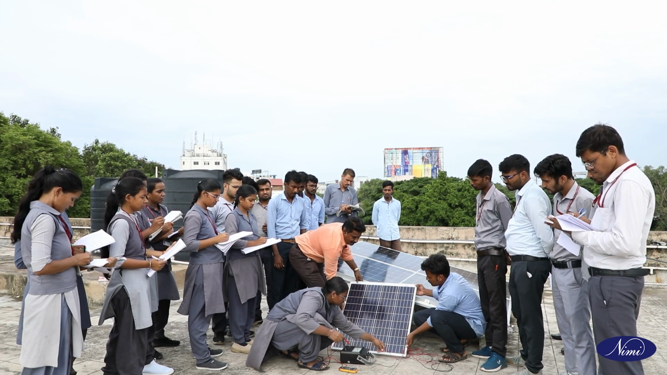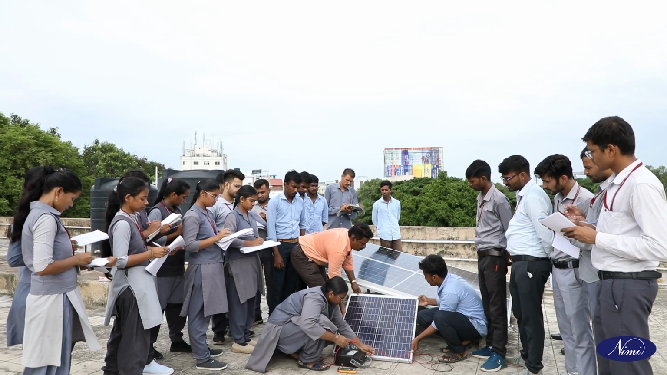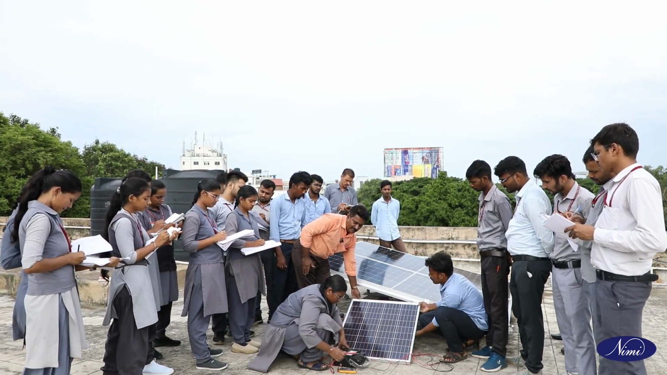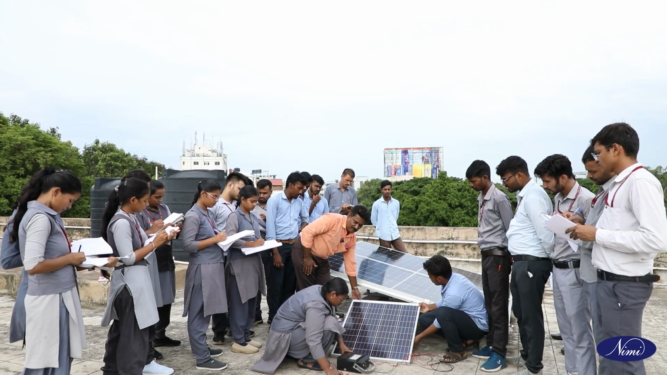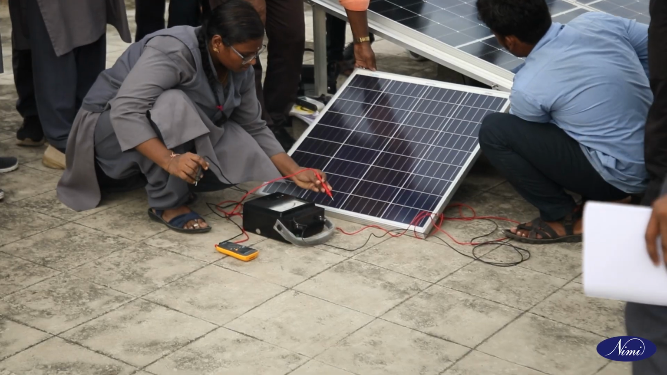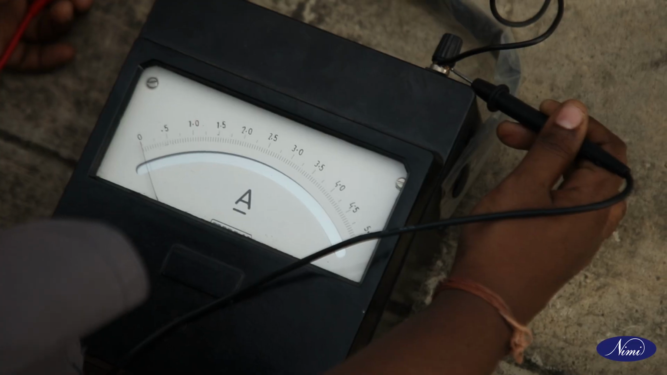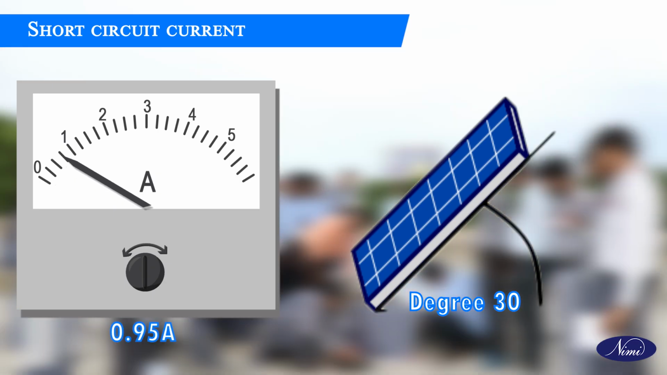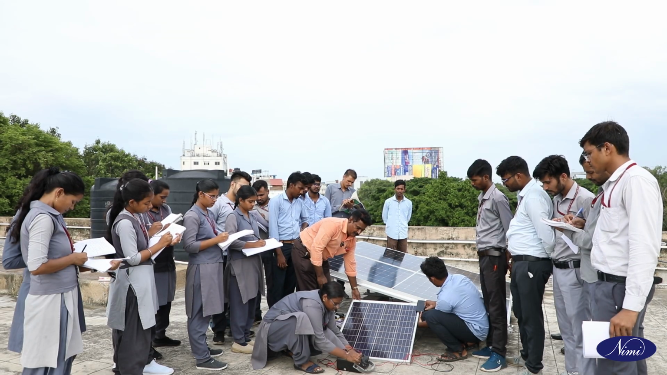Again, we are going to change the inclination angle to 30 degrees. Now, measure the current. Now, the short circuit current is the same, 0.95 amps. Check the voltage. So, it is 19.8 volts.